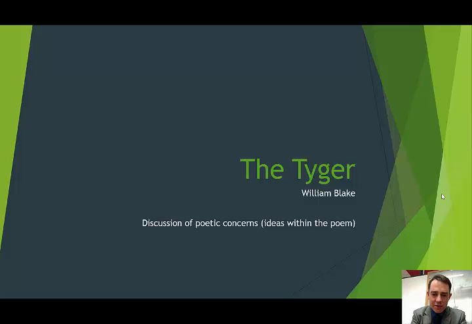So the gist of this is I'm discussing some of the ideas within William Blake's The Tyger. I'm not going to discuss structures and features and things like that. They're things or details about the poet, William Blake, that you can do some research on yourself. Specifically, it's a short cast describing the concerns.